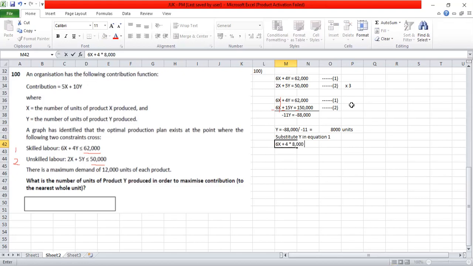8,000 is equal to 62,000. 4 8 is 32. So we have x is equal to 62,000 minus 32,000. 6 goes to the other side, it becomes divided by 6. So that is equal to 5,000. 30,000 divided by 6 is equal to 5,000 units.